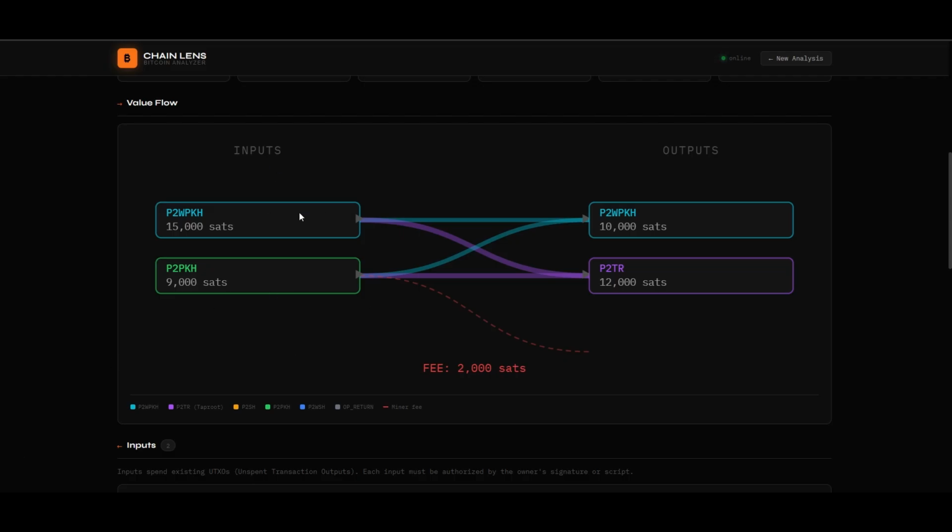So here we can see the inputs. The input is basically what we're doing: we are spending previously unspent outputs and creating a new input from it. There are two inputs, one whose value is 15,000 and the other is 9,000 satoshis. And there are two outputs as well with values 10,000 and 12,000. So the total input is 24,000 and output is 22,000. So the remaining would be the fee, which is 2,000 satoshi.